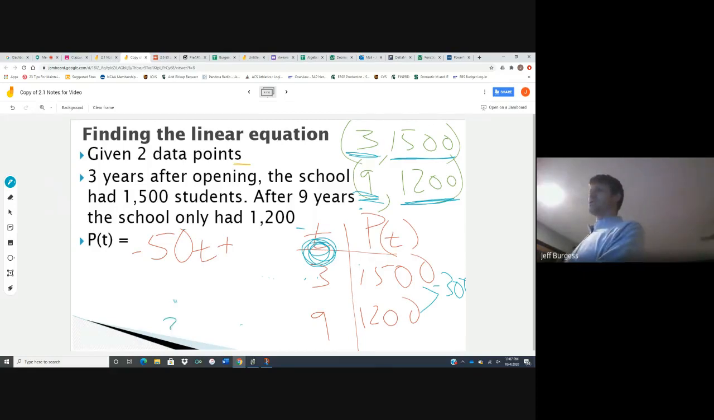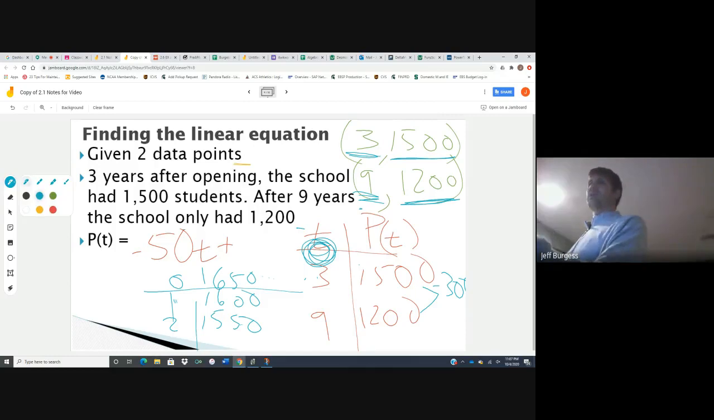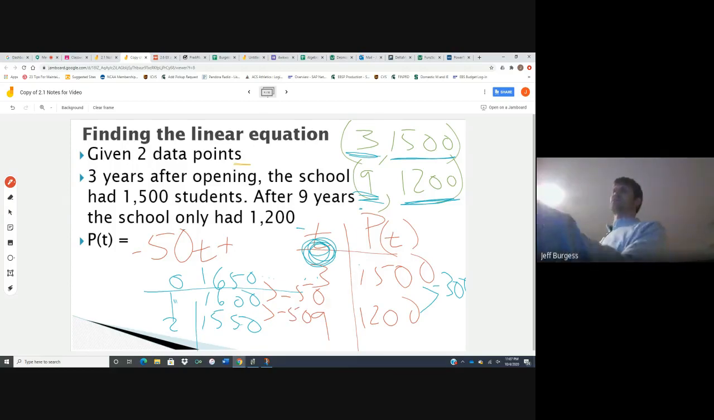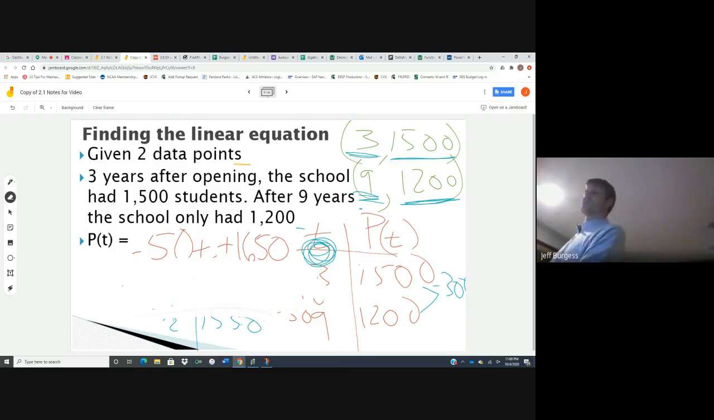So at 2 years, I would have, remember, I'm losing 50 students a year. So I would have to have had 1,550. At 1 year, I would have to have 1,600. And at year 0, I would have to have 1,650, because remember, I was losing 50 students a year. So my y-intercept is 1,650.